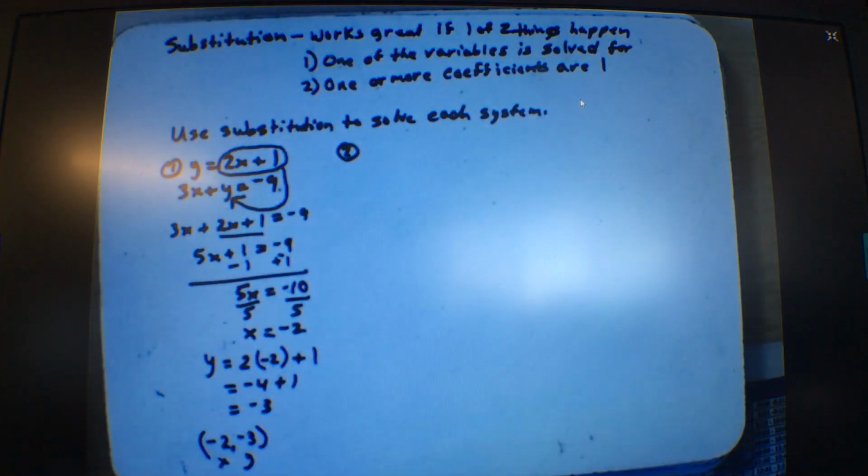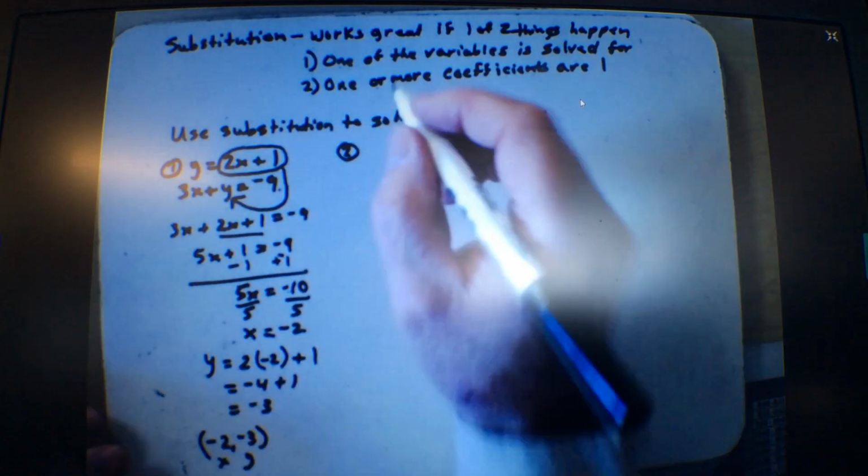Okay. What if none of them are solved for y, or solved for a variable? That's what we're going to talk about right now. All right. Good question.